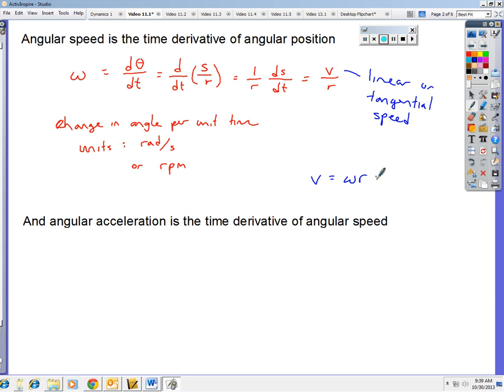And then we can also go on to define angular acceleration. Use the Greek letter alpha, is defined as the derivative of the angular speed, and through a similar process we can show that alpha equals the tangential acceleration divided by r, and in words we say that alpha is the change in angular speed per unit time.